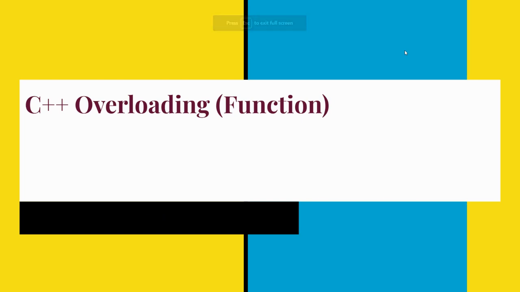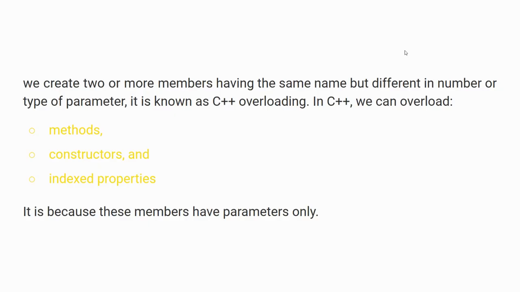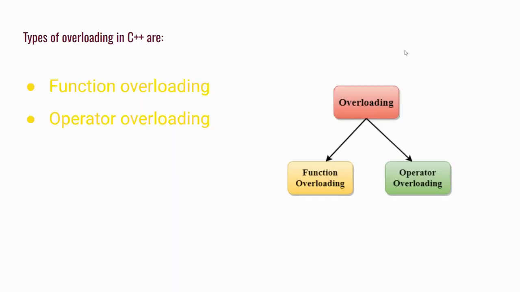Today we will discuss C++ function overloading. We create two or more members having the same name but different in number or type of parameter. It is known as C++ overloading. In C++, we can overload methods, constructors, and indexed properties. It is because these members have parameters only.